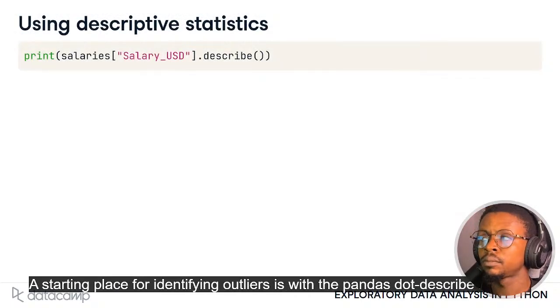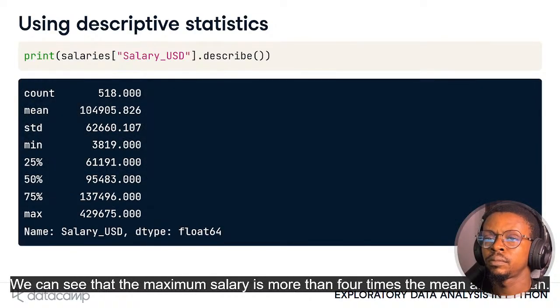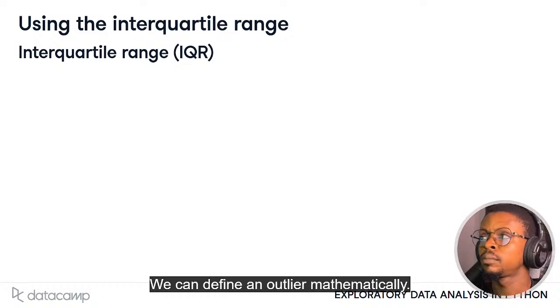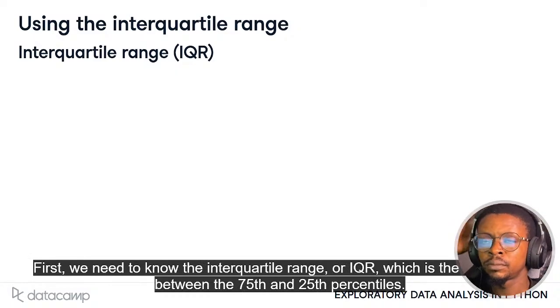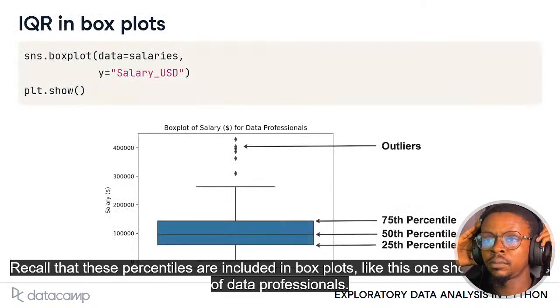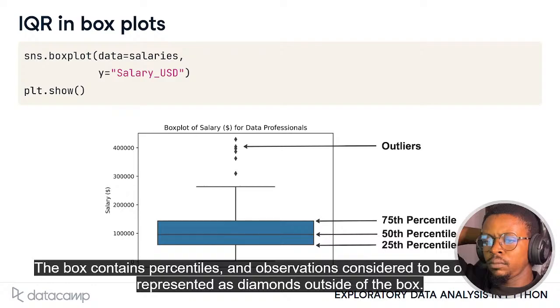A starting place for identifying outliers is with the pandas describe method. We can see that the maximum salary is more than 4 times the mean and median. Seems extreme, right? We can define an outlier mathematically. First, we need to know the interquartile range, or IQR, which is the difference between the 75th and 25th percentiles. Recall that these percentiles are included in box plots, like this one showing salaries of data professionals. The box contains percentiles, and observations considered to be outliers are represented as diamonds outside of the box.